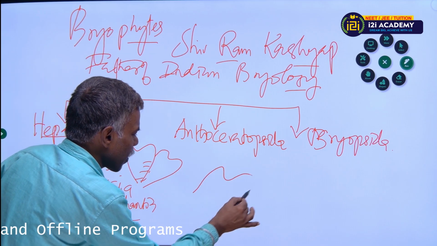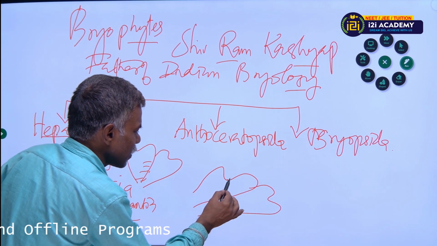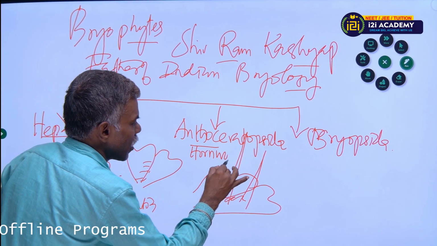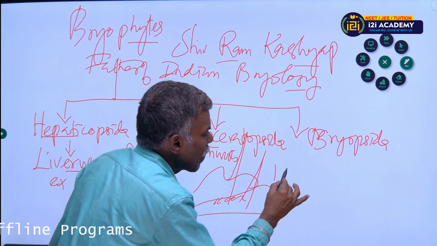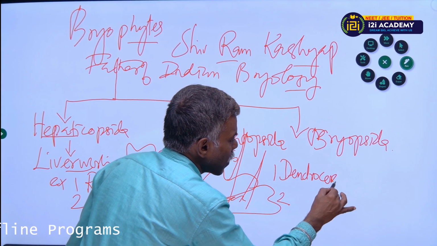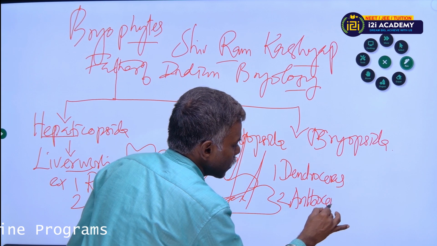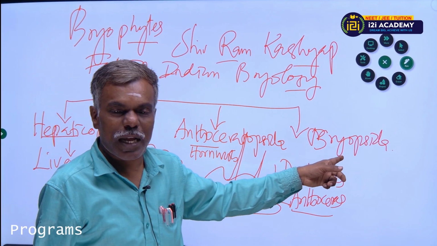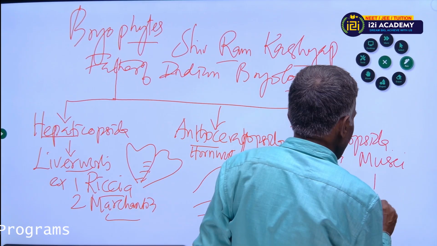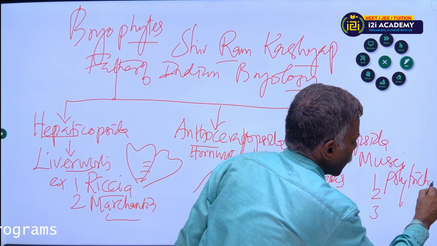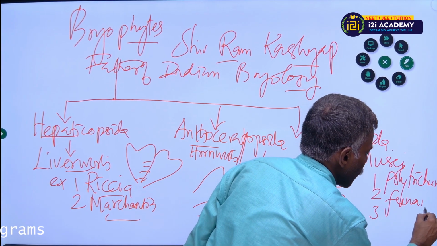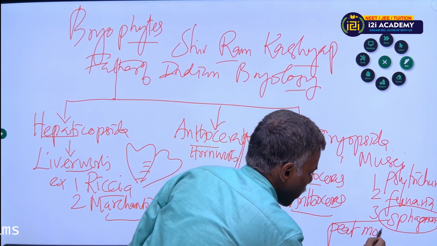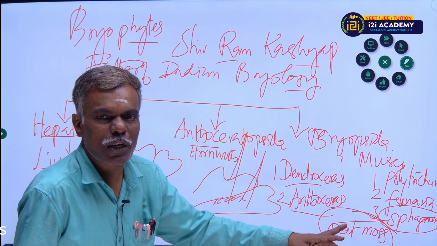Next, Anthocerotopsida. It contains horn. கொம்பு மாதிரி இருக்கும், hornworts. அதனால இன்னொரு பேரு hornworts. Examples: Dendroceros and Anthoceros are some of the examples. Next, the advanced bryophytes come into the class Bryopsida or Musci. Examples: Polytrichum, Funaria and Sphagnum. அதுல ஸ்பாக்னத்துக்கு இன்னொரு பேர் peat moss. இது அடிக்கடி கேள்வி கேட்பாங்க. Which one of the following is called peat moss? Sphagnum. It produces a valuable fuel called peat.